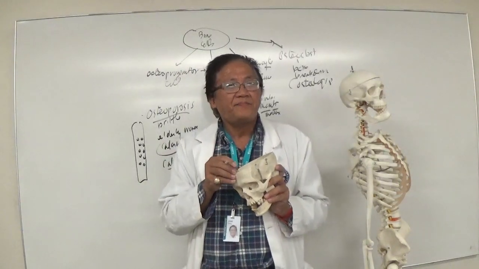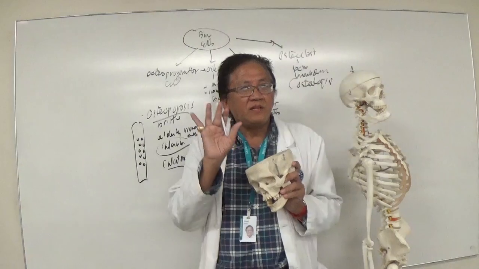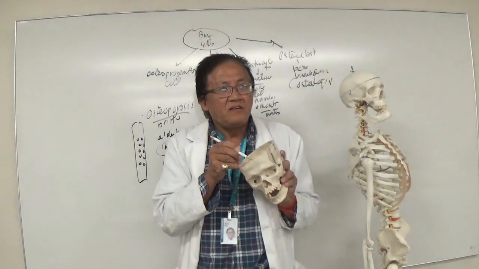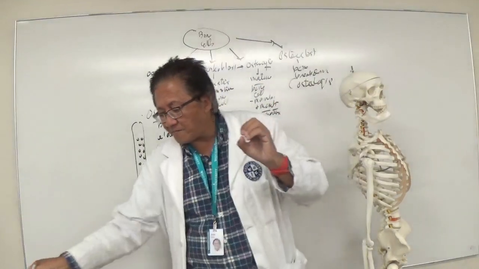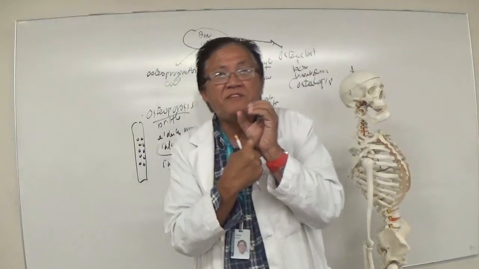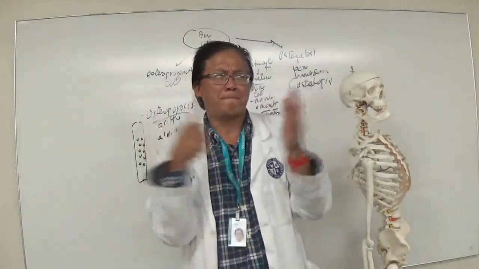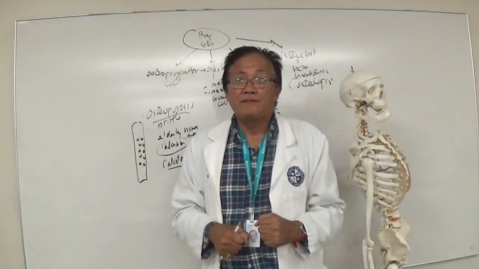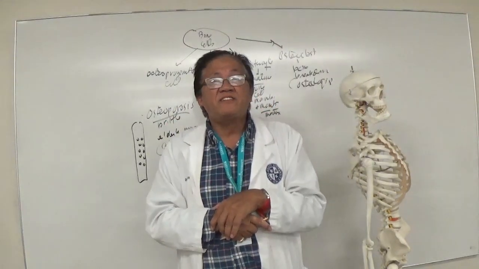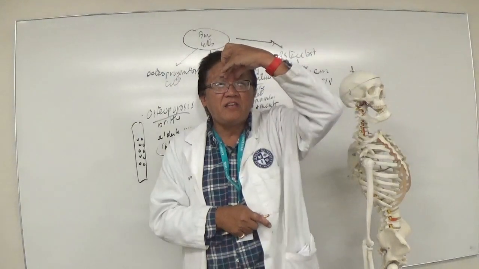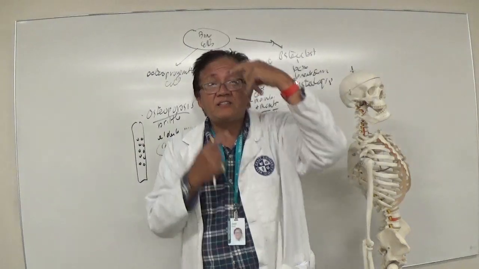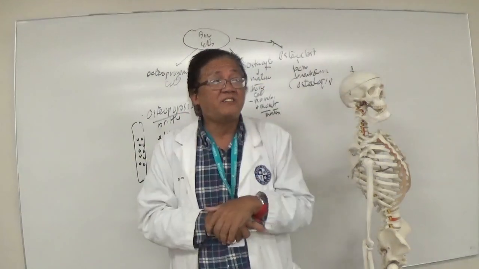Now, let's go back to that. It's a space here, but this space is lined with what? Mucous membrane. And what does a mucous membrane secrete? Mucus. And where does all this mucus go? The nose, because they're called paranasal sinuses. Frontal sinus in the frontal bone. Ethmoid sinus. Sphenoid sinus. And? Which one is the largest of them all?